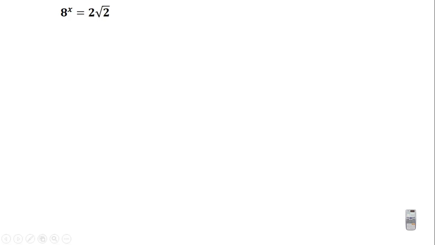So let's consider our question for this video. We have 8 exponent x is equal to 2 square root of 2. We are supposed to find the value of x in this equation. We learned from sets that 2 square root of 2 can be written as 2 times square root of 2. So 8 exponent x is equal to 2 times square root of 2.